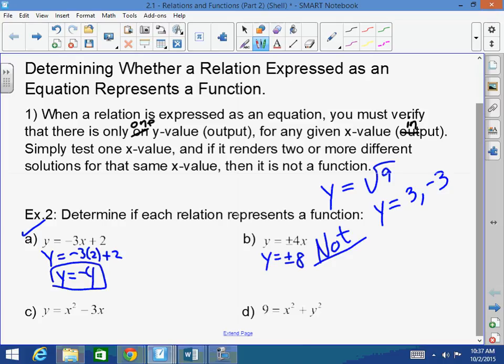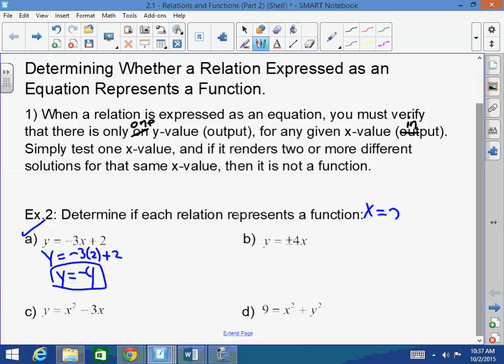I don't understand why you got a B. Okay. No worries at all. Maybe I went too fast. X, we're going to choose as 2. So if I plug in 2 for x, I'm getting y equals plus or minus 4 times 2, which is plus or minus 8. So I have 2 different y values for one x value. So that is not a function.